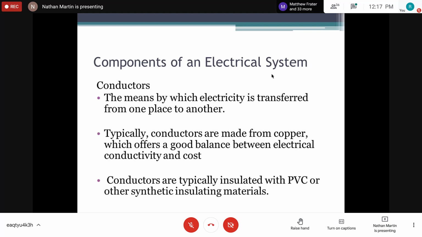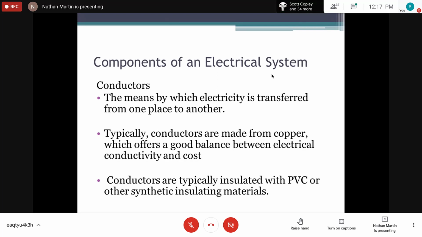For persons who forget what a conductor is, the conductor is really the means by which electricity is transferred from one place to another. Please remember that the conductor is just the current carrying part of the cable. A cable is typically divided into two or three parts: we have the conductor, we have the insulation, and in some cases we have the outer sheath. So the conductor is really what carries the current.